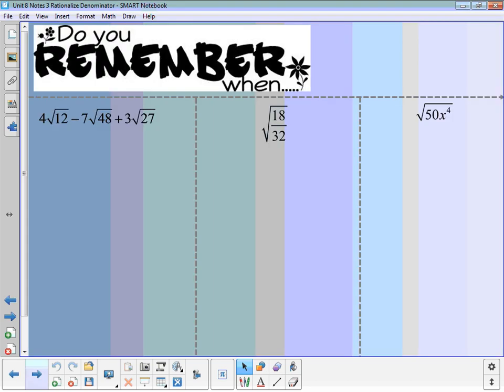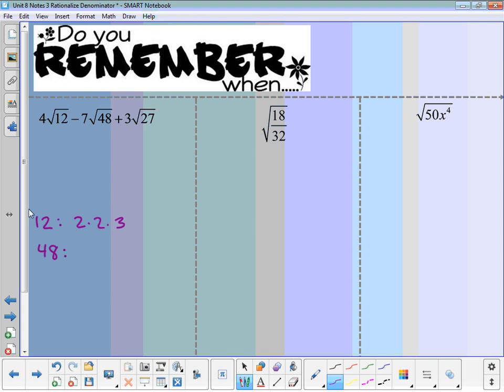Let's go back and review the concept that we've been talking about the last few days of simplifying and combining like radicals. If I were going to simplify the first one in number 1, I need to break down the 12, which is 2 times 2 times 3. Break down the 48, which is 2 times 2 times 2 times 2 times 3. And break down the 27, which is 3 times 3 times 3. And that just comes from the prime factorization of those three numbers.